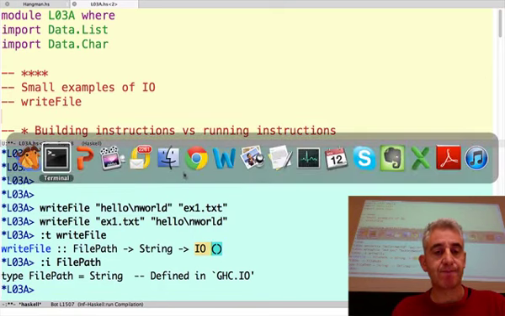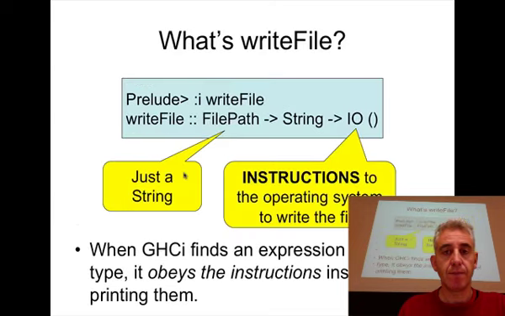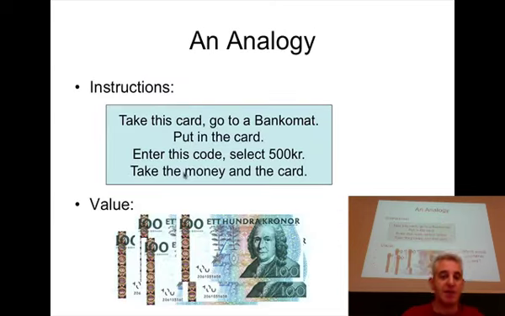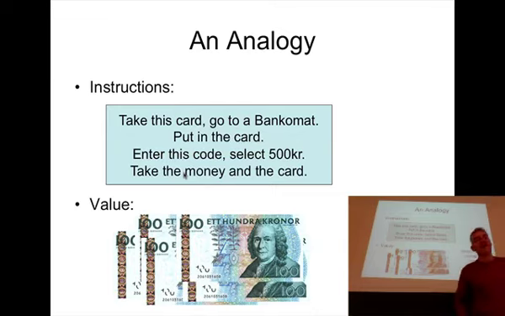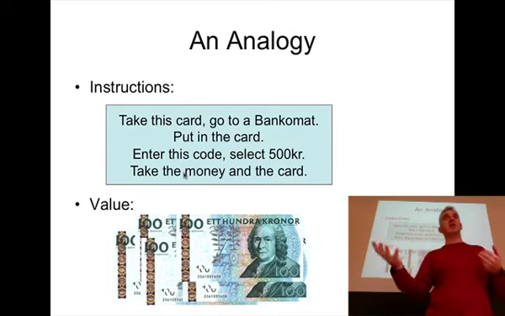So why is that? Well, here's a rather silly analogy. If I have a list of instructions, in this case a list of instructions for taking a bankomat card, cash card, and getting some money out from a cash point machine, obviously the instructions and the effect of running the instructions, the effect of following the instructions, aren't the same thing. Instructions and the result of doing the instructions are not the same.